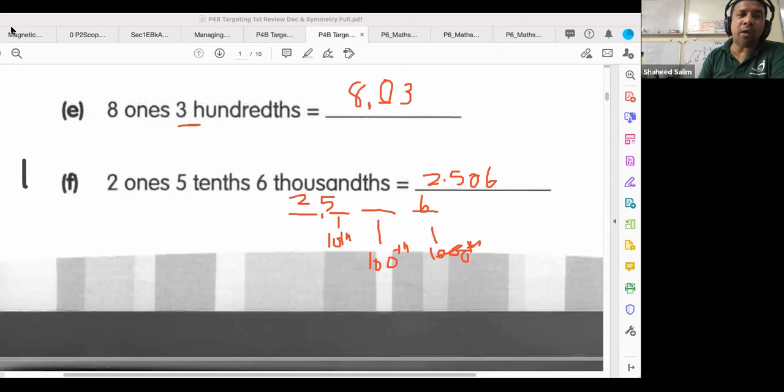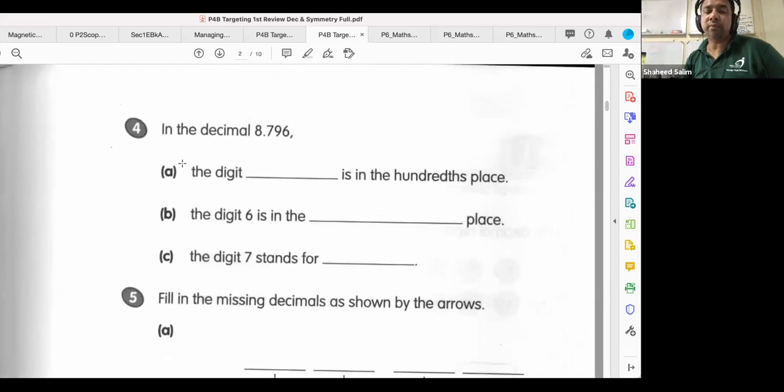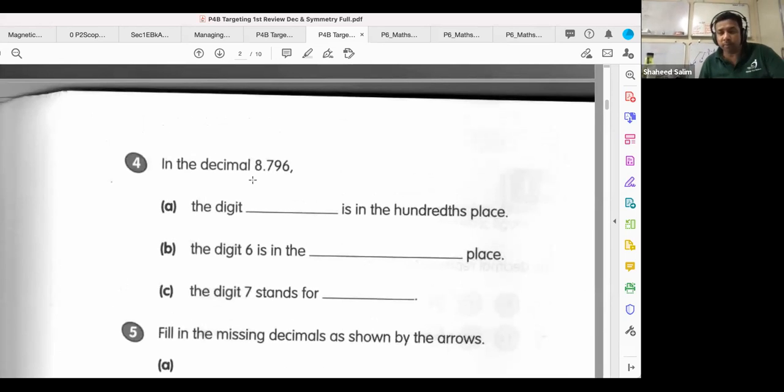2.5. Okay, only Auni has done it. So the rest have not done it. So sad. I don't know what you're doing. Okay, can you try now? Last question 4. Just give me a moment. Question number 4. Can you try, please?